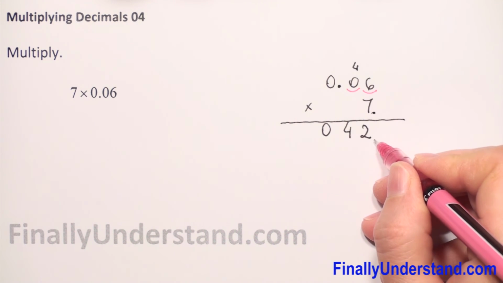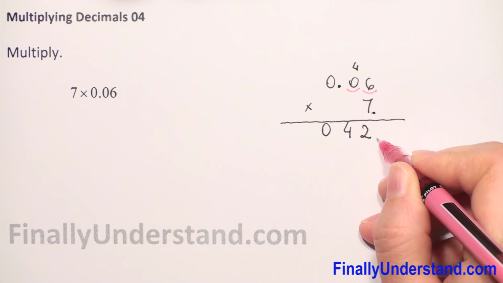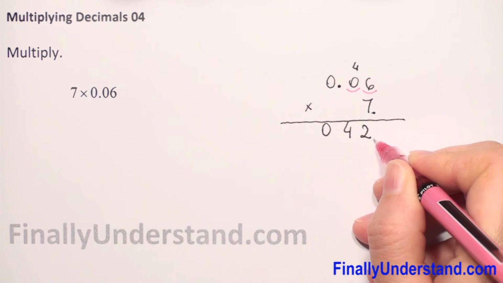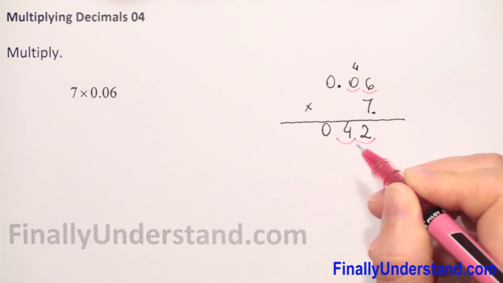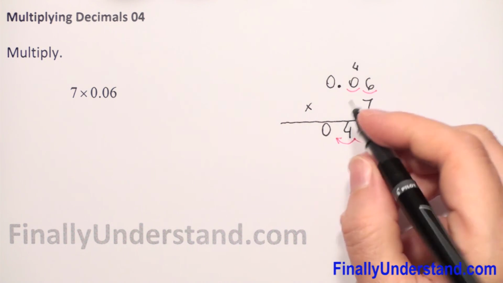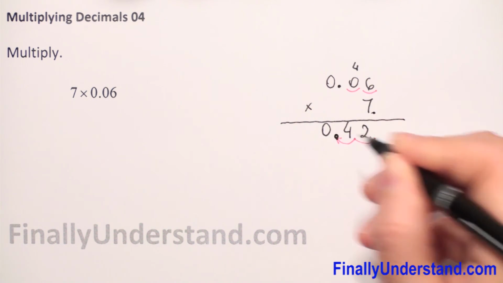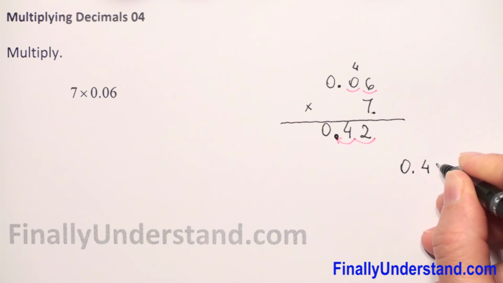So now we have to go to our result, and we start from the right side and go to the left side. We count decimal places. 1, 2. So the decimal point will be between 0 and 4. So our solution will be 0.42.